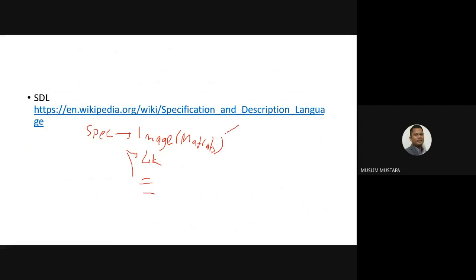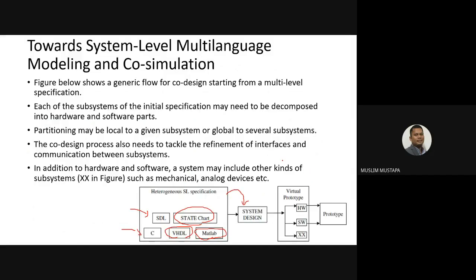So here it's already MATLAB, right? But then in the rest of the spec, you might need to use C, and you might need to use Verilog, right, for the hardware part. So combining all these things together, you want to combine it into one SoC. This is the challenging part. But this is what is happening nowadays, right?